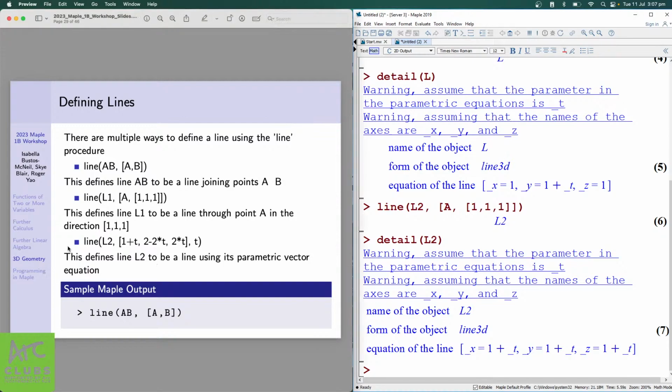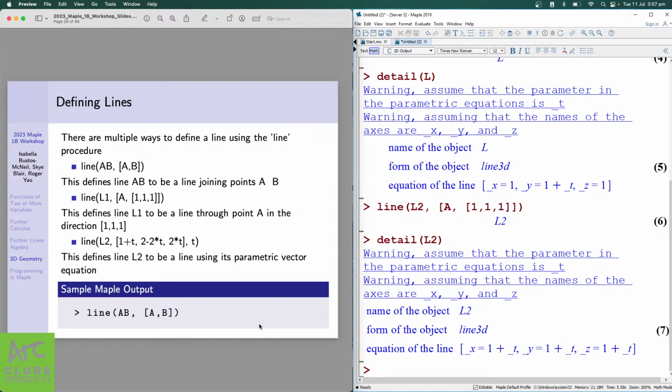Okay, the third way is kind of going in reverse. So instead of giving it the point and direction, we give it the parametric equation. And I won't cover that. Okay.